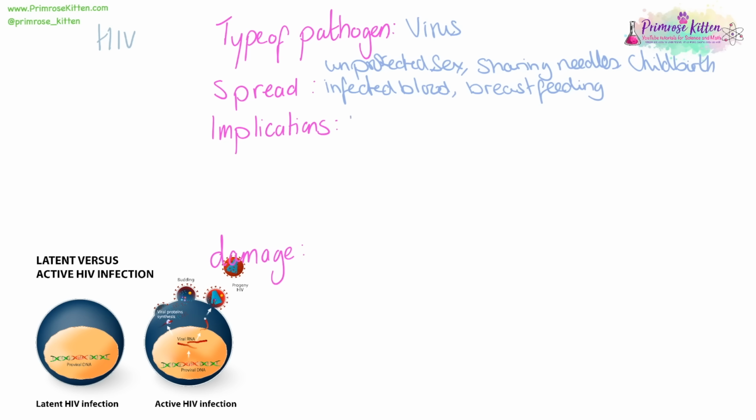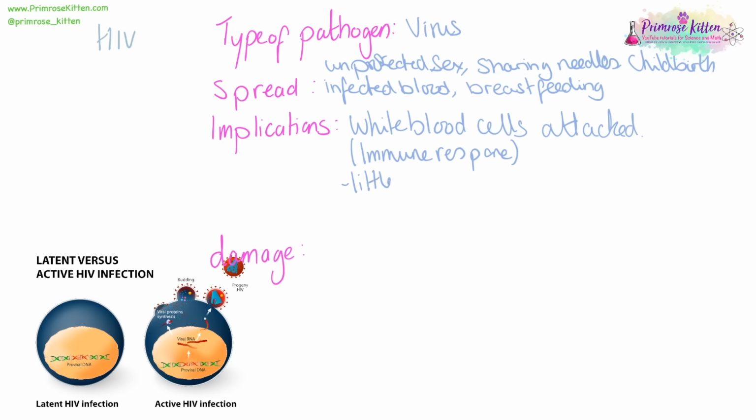So HIV attacks the white blood cells. White blood cells are an important part of your immune response. So if your white blood cells are being attacked, then you have little immune response. The damage is widespread, and HIV can develop into AIDS, acquired immune deficiency syndrome, which can lead to even the smallest infection having devastating consequences because you have no immunity against it.